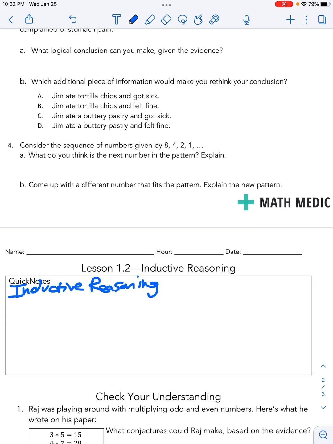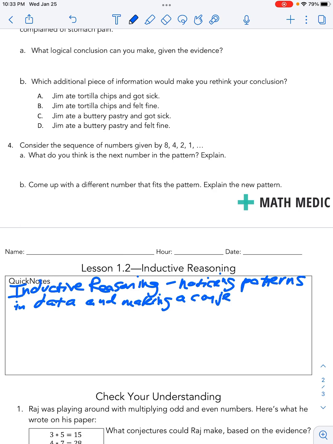So inductive reasoning is about noticing patterns in data and making a conjecture based on the evidence. So noticing patterns in data and making a conjecture. That's a big word. Conjecture, based on the evidence.